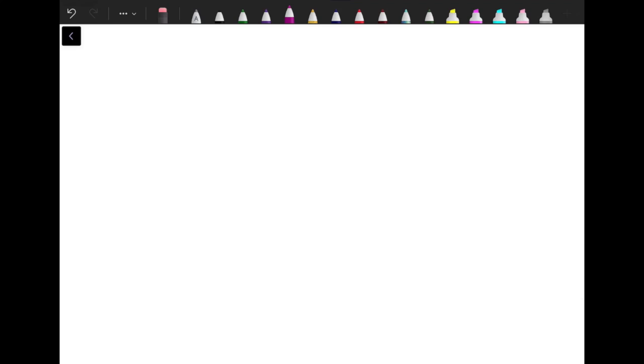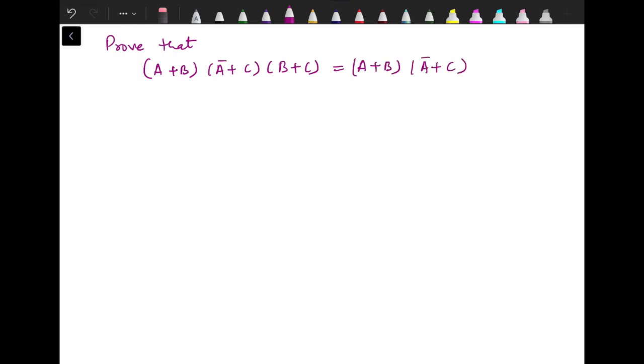Another example, prove that (a plus b)(a complement plus c)(b plus c) is equal to (a plus b)(a complement plus c). So here we will see whether we are able to get this one or whether we need to go with both the left hand side and right hand side. So let's see when we start with the left hand side.